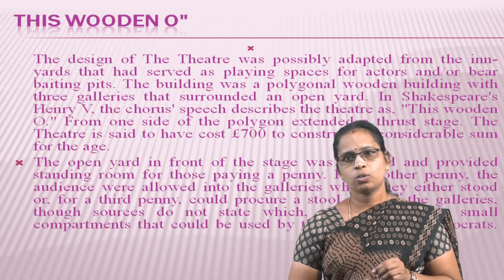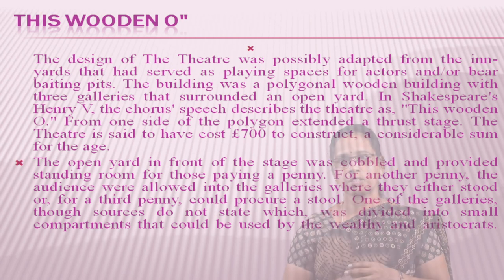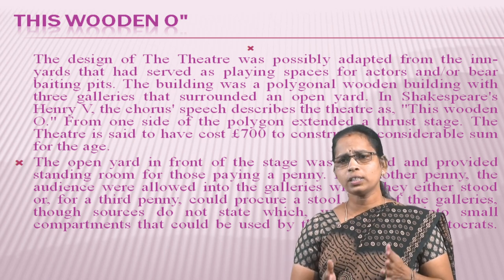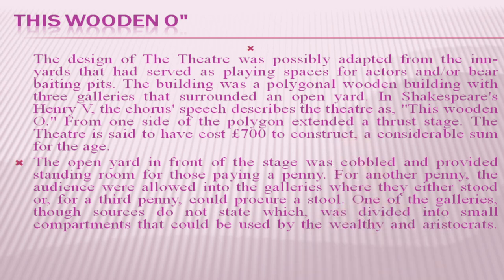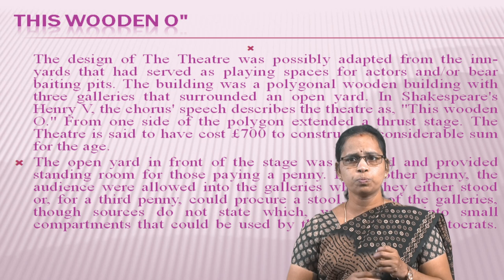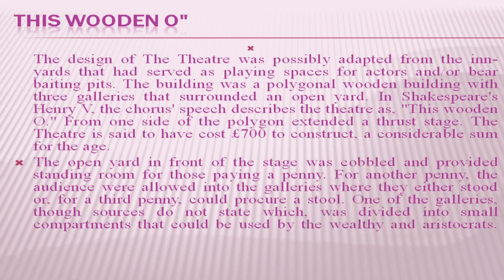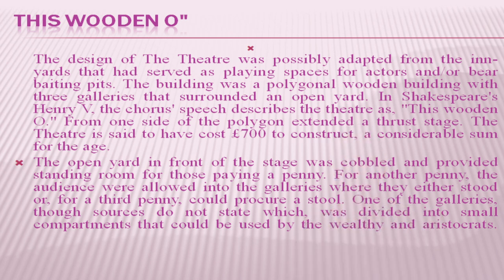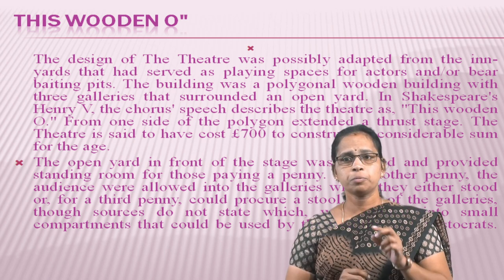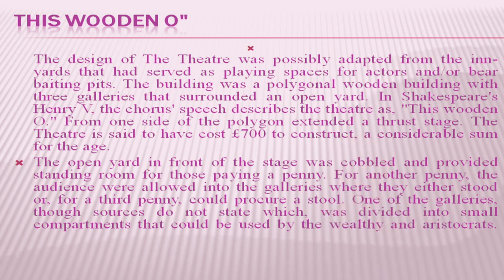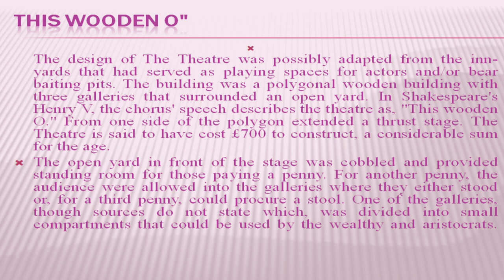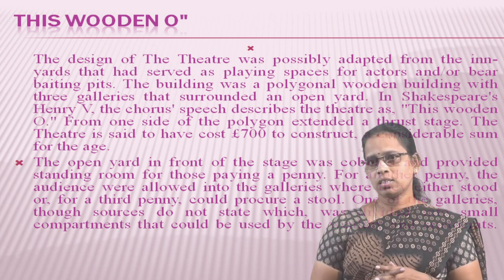The theatre is said to have cost £700 to construct, a considerable sum for the age. The open yard in front of the stage was carved out to provide standing room for the groundlings, who paid a penny. For another penny, the audience were allowed into the galleries, where they either stood or, for threepence, could procure a stool. One of the galleries was divided into small compartments that would be used by the wealthy and aristocrats.